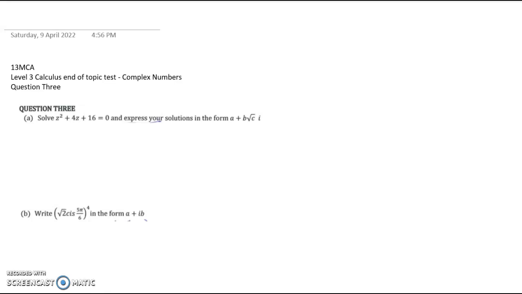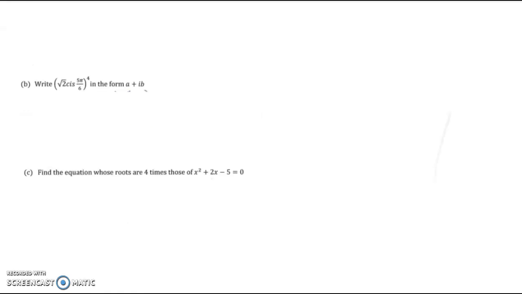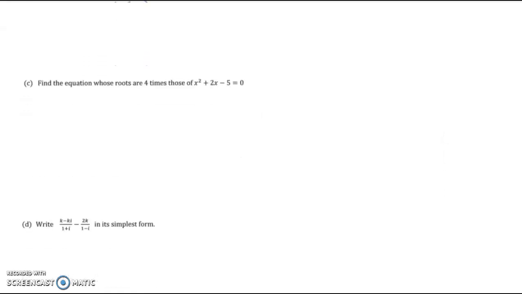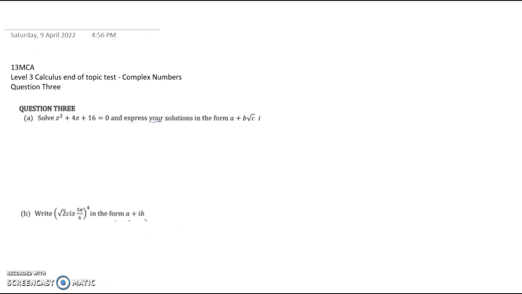This is the last question from the end of topic test on complex numbers. So the first two parts in here, A and B, are achieved questions. Then C and D are merit questions. And finally, question E is a proof question, which is an excellence question. Okay, so let's have a look, starting with part A.